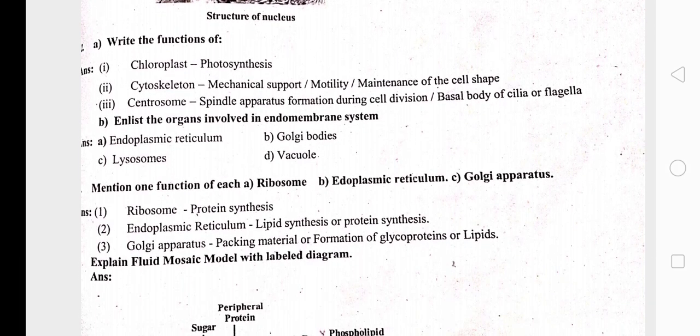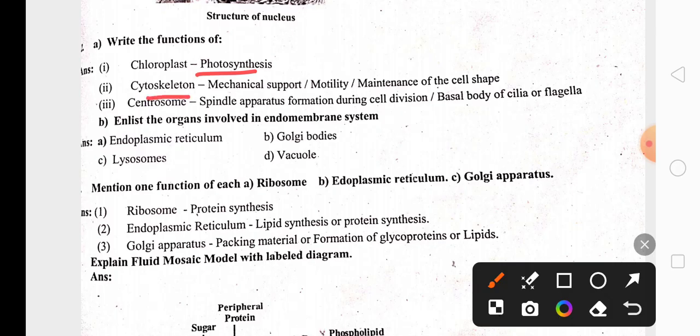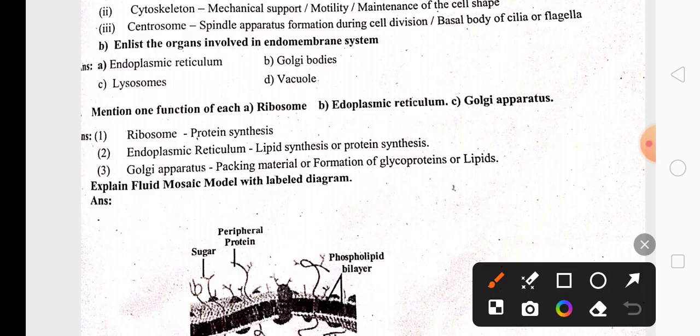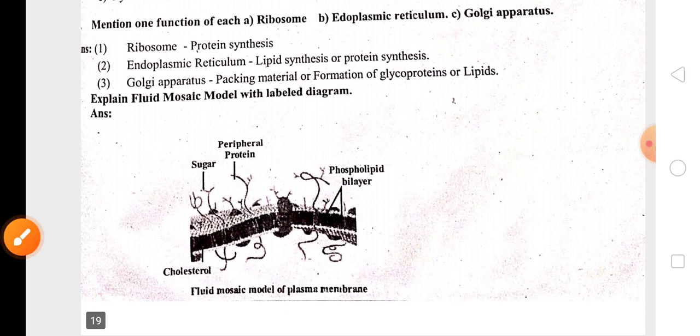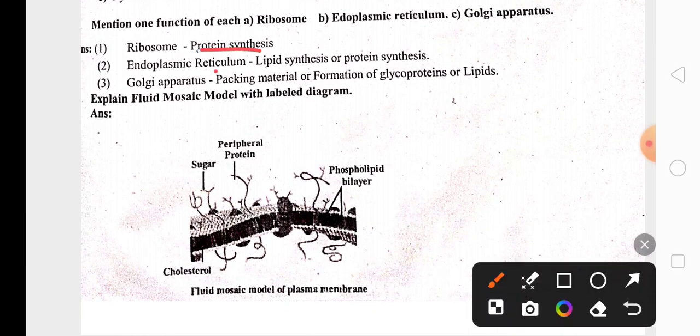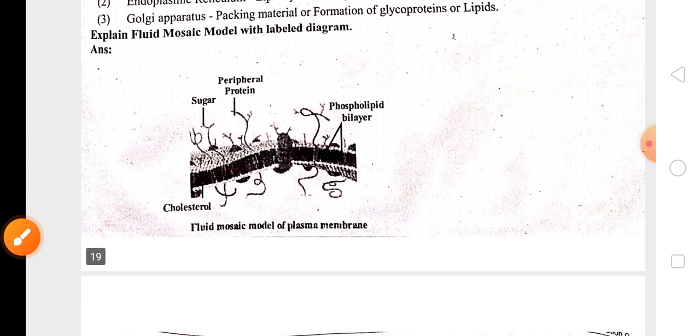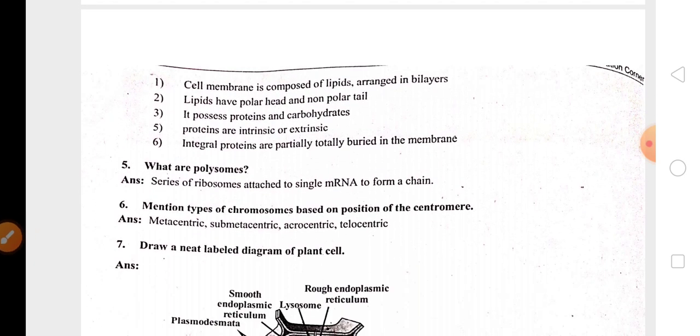Then the function of chloroplast is to help in photosynthesis. Cytoskeleton gives mechanical support and helps in motility. Centrosome helps in cell division. Then the organelles involved in the endomembrane system are endoplasmic reticulum, Golgi bodies, lysosomes and vacuoles. Then the function of ribosomes is protein synthesis, endoplasmic reticulum is lipid and protein synthesis, Golgi apparatus is packaging of proteins. Then for 5 marks, the fluid mosaic model of plasma membrane proposed by Singer and Nicolson along with the points is very important to the exam.